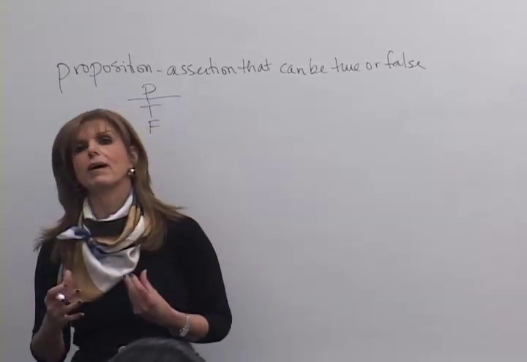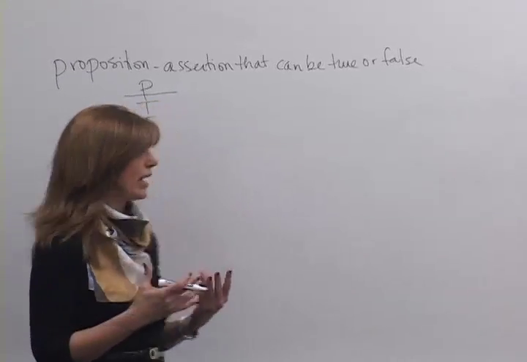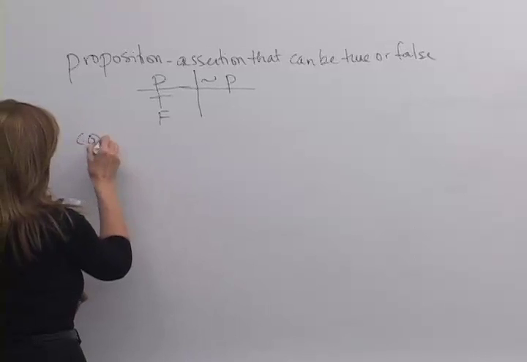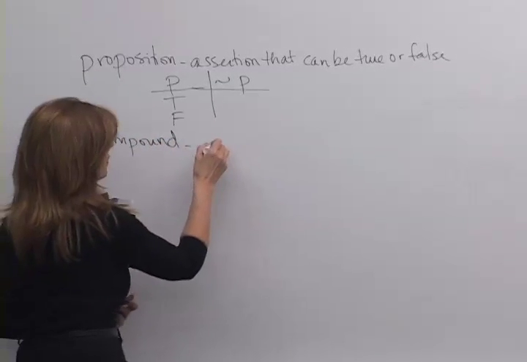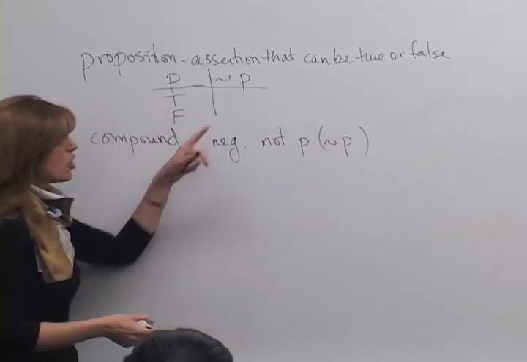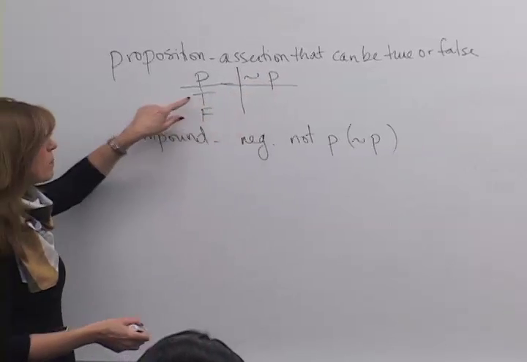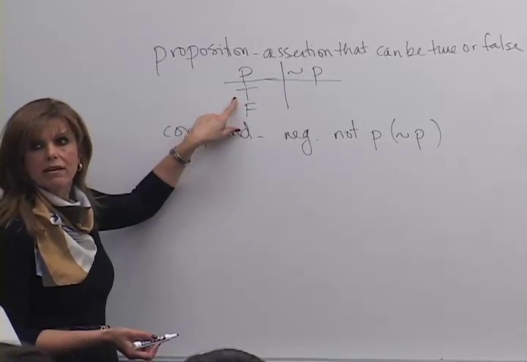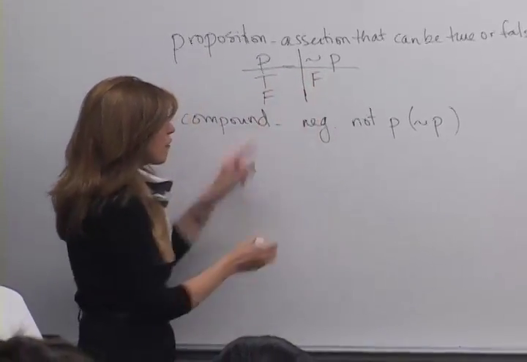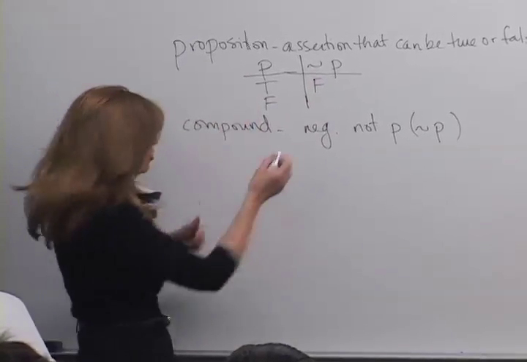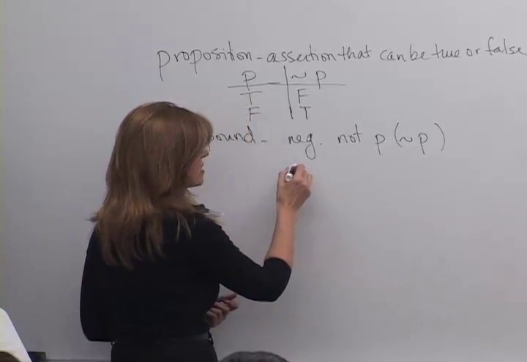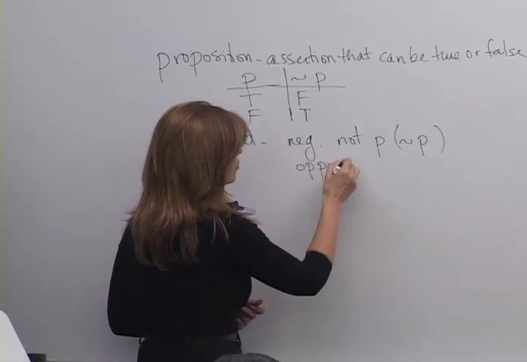Now, remember we talked about the different compound propositions, right? The first one is the negation. So, not P, or tilde P. The negation of P, when P is true, what do you think is going to be? False. If I say P is true, then the negation is going to be false. If P is false, what's the negation going to be? True. Very good. So the rule of the negation is it always has the opposite truth value.